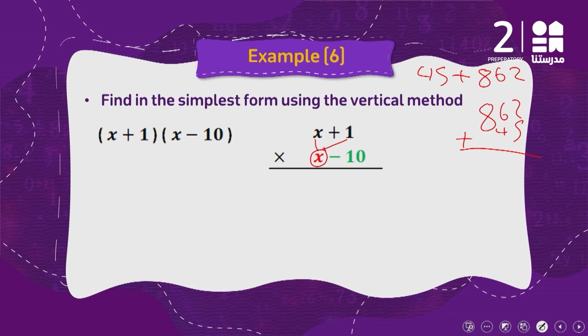Now x times x, it's x squared. And then x times 1, it's positive x, or positive 1x. Now let's take this negative 10 multiplied by both values. Negative 10 times x, it's negative 10x.